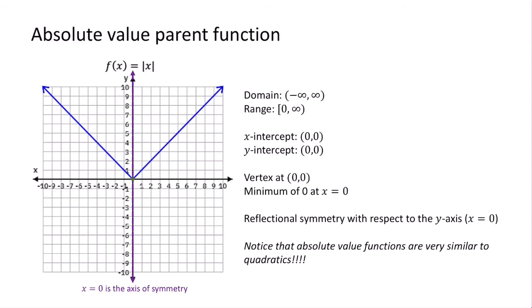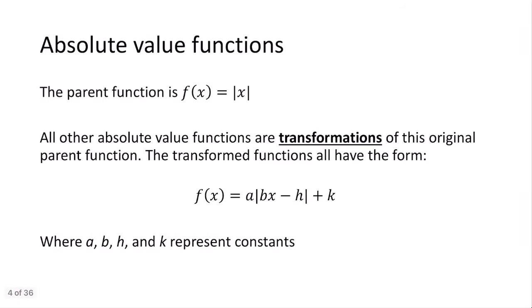Now let's look at some transformations. Since the parent function is f of x equals the absolute value of x, every other absolute value function is considered to be a transformation of this original function. All the transformed functions will have the form f of x equals a times the absolute value of b times x minus h, plus k. We're going to learn what this a, b, h, and k represent, because they're all going to be constants, but they give us information about how the function has been transformed.